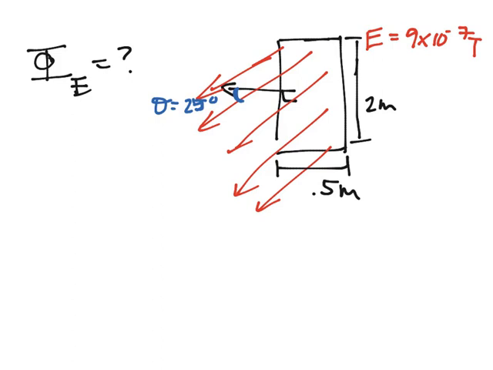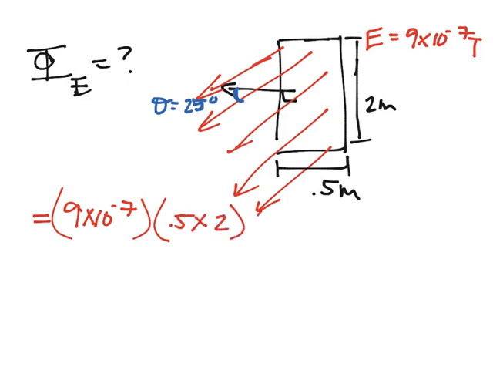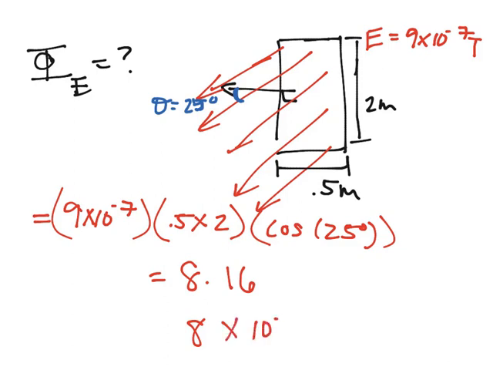Now that you've had a chance to solve it, remember we care about the total electric field strength, so we put in your electric field, multiply that times your area, which since this is a rectangle, that is length times height. And then you want to find the cosine of your angle, which is 25. And the answer would be 8.16, or if you wanted to round it, I would take 8 times 10 to the negative 7 power.